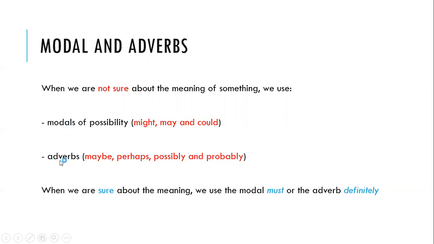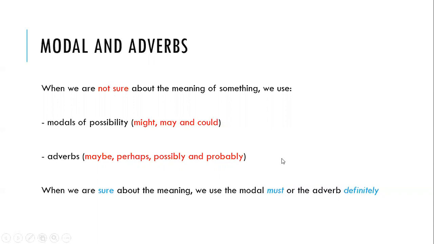We can also use adverbs, and the adverbs we can use are maybe, perhaps, they are the same, possibly, and probably. And on the other hand, when we see something and we have evidence, or we are just sure that we know the meaning of that, whatever thing that we are seeing, we use the modal must or the adverb definitely.